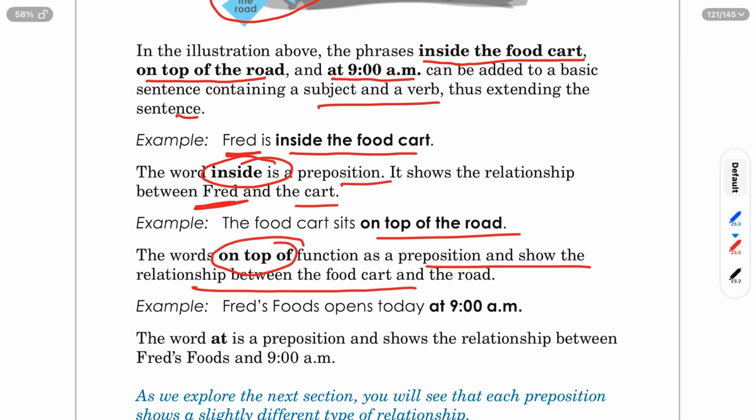Fred's Foods opens today at 9 am. At 9 am, at here is the preposition. The word at is a preposition and shows the relationship between Fred's Foods and 9 am.